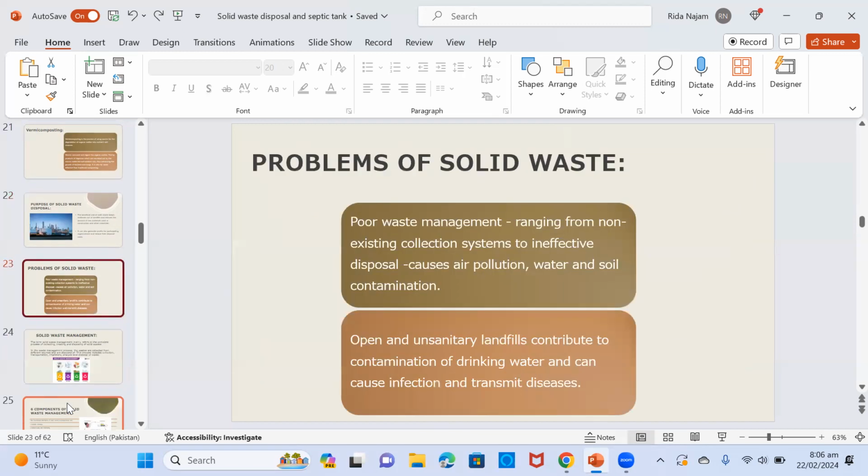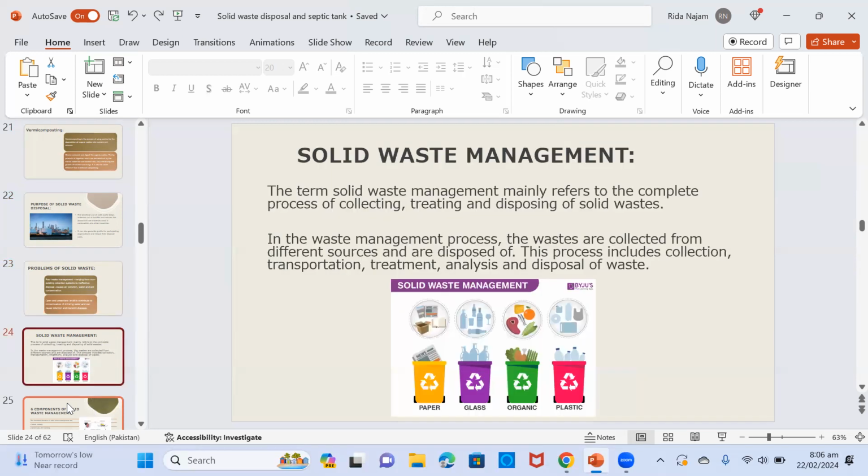Problems of solid waste. Poor waste management, ranging from non-existing collection systems to ineffective disposal, causes air pollution, water and soil contamination. Open and unsanitary landfills contribute to contamination of drinking water and can cause infection and transmit diseases.